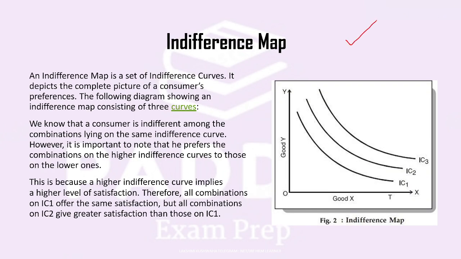What do you mean by indifference map? This is one indifference curve, a combination of X and Y where satisfaction is 30. When I draw another with higher satisfaction, and then keep drawing multiple indifference curves in a single graph, it is called an indifference map.